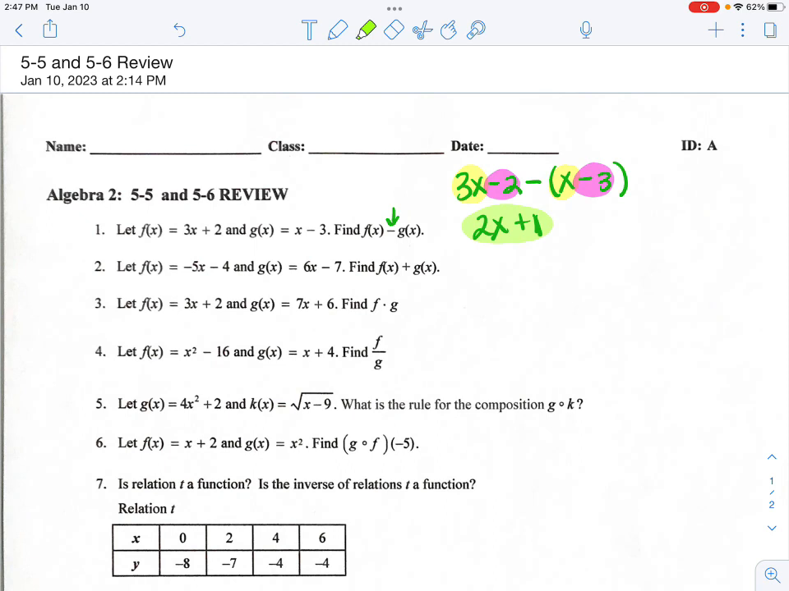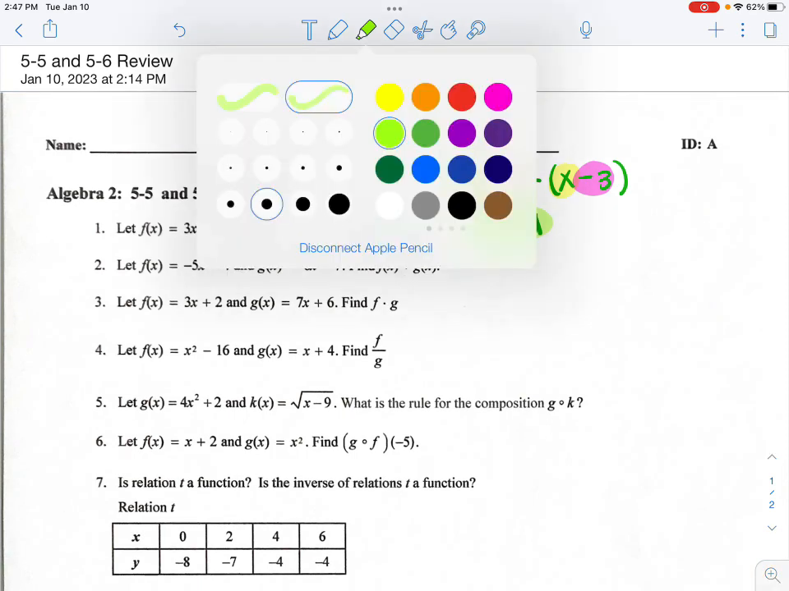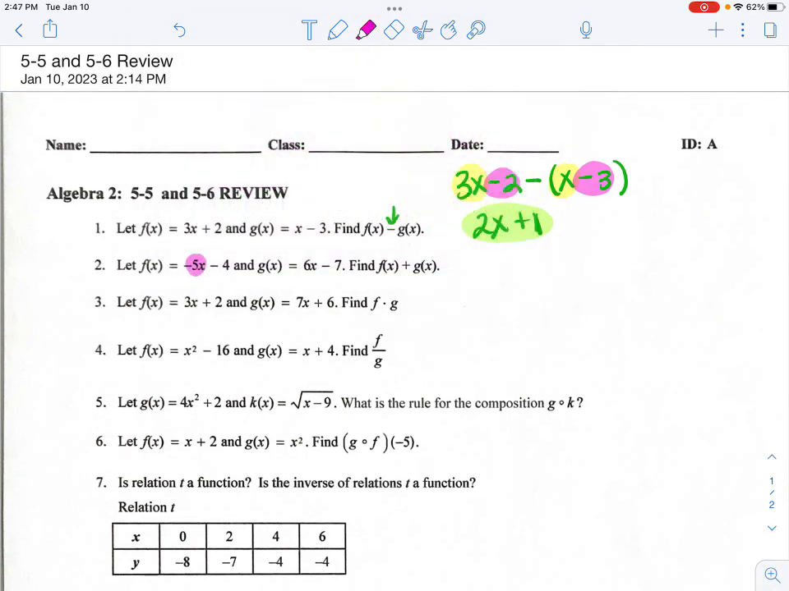Number 2, you're adding, which quite honestly is easier, and I'm not going to bother writing it out because I don't have to worry about my signs being weird, right? So here I see I have a negative 5x and a 6x. So I just need to add negative 5 plus 6, which is 1. So 1x.